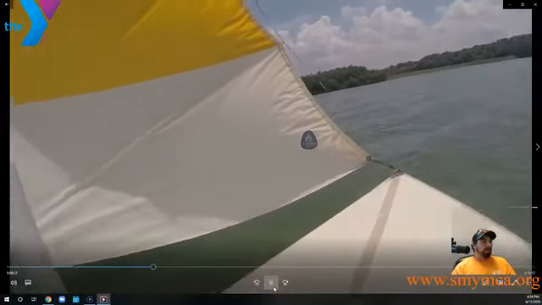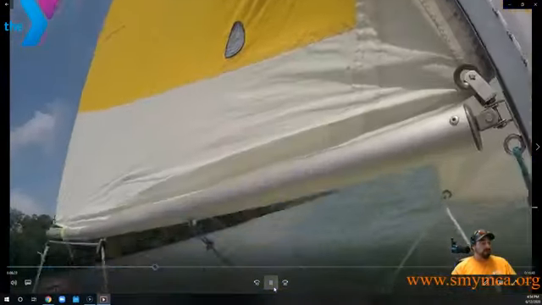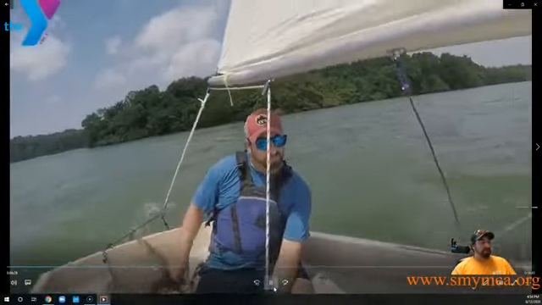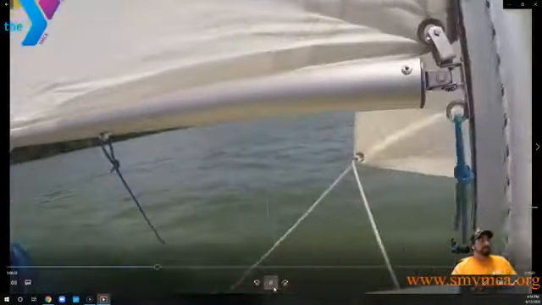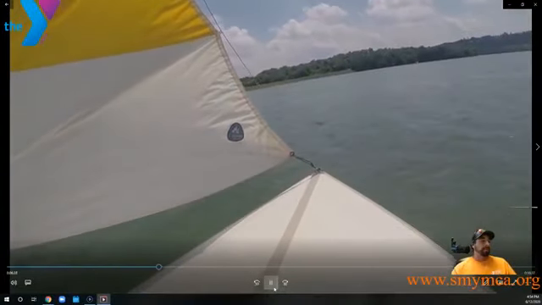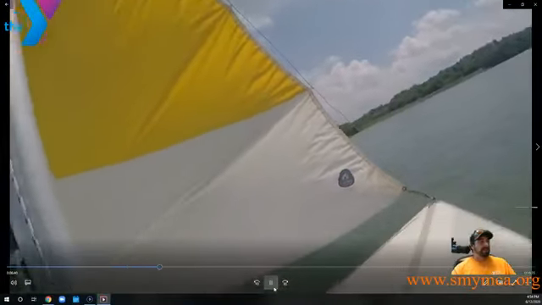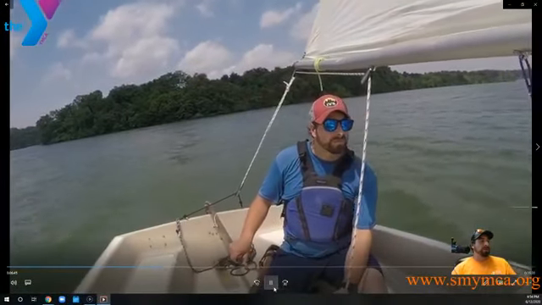So right here, we're at what's called pretty much a beam reach. The wind is really hitting us at a 90-degree angle. The sail is full. The jib is full. You can see everything's full, and we're cruising. And the boat is not tipping. It's a very stable, very smooth ride.